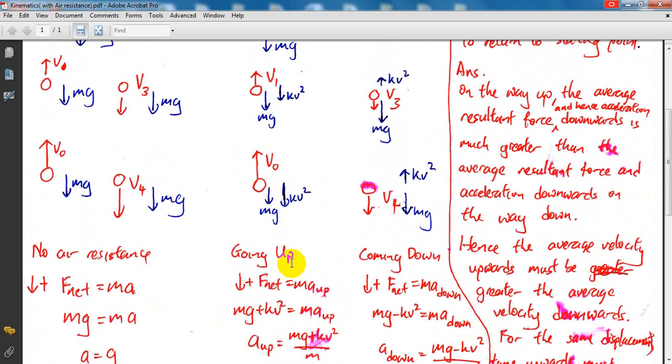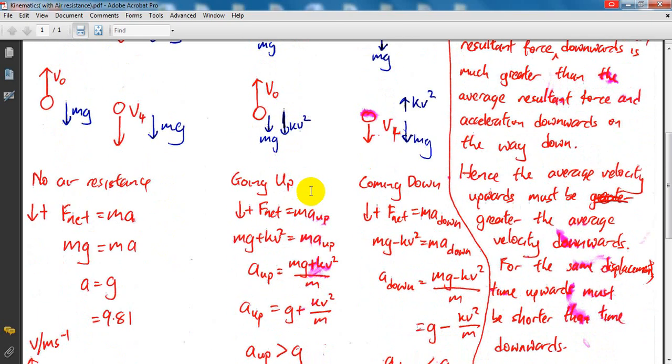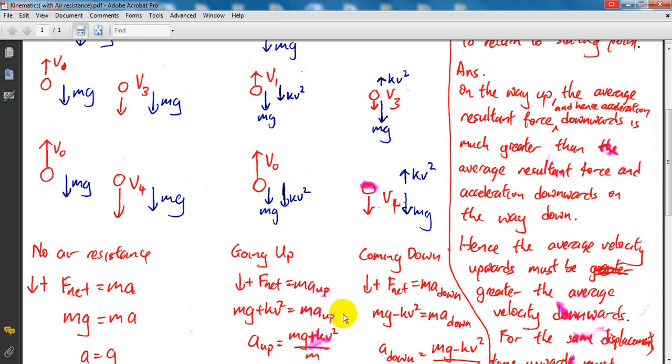So I know that on the way up, just before I hit the highest position, my acceleration when the ball is going up is always greater than the value 9.81. The direction of a up is actually downwards. Okay, this means acceleration on the way up. Okay, let's look at the coming down case.